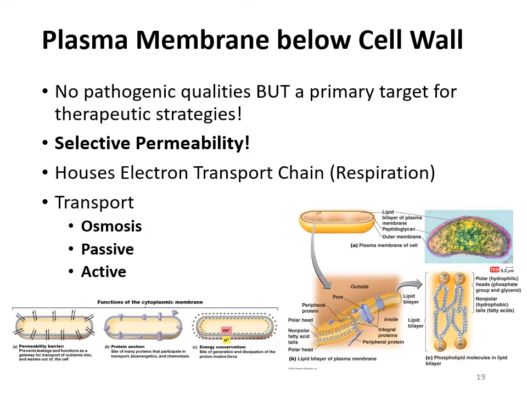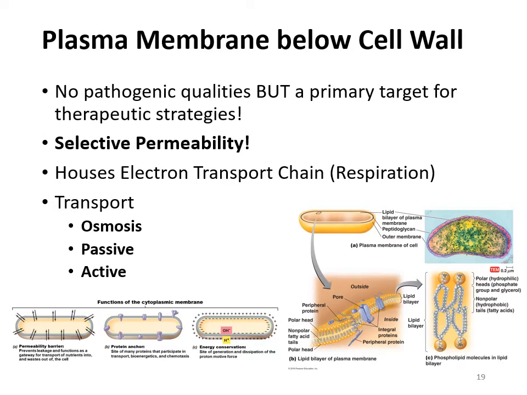Now, in addition to the cell wall, there's also the plasma membrane, which is right below the cell wall. Now, keep in mind, I mentioned our cells also have the plasma membrane. So even though we hear it constantly said that the plasma membrane has no pathogenic qualities, but may be a target for therapeutic strategies, make sure to write next to that it's not a good target, that usually we do not want to target the plasma membrane because we can hurt the patient as well.